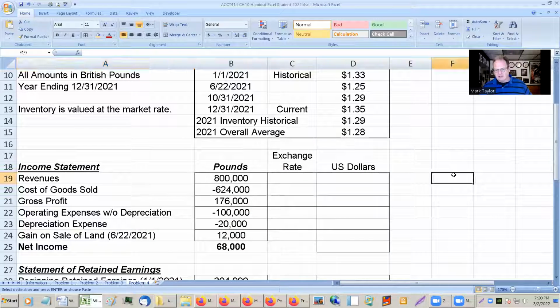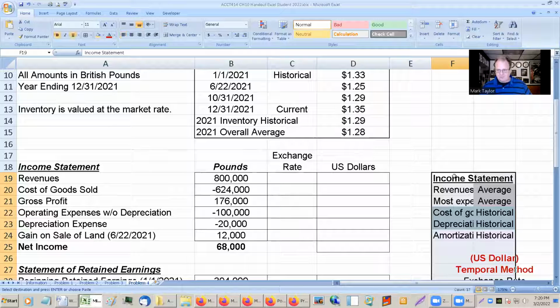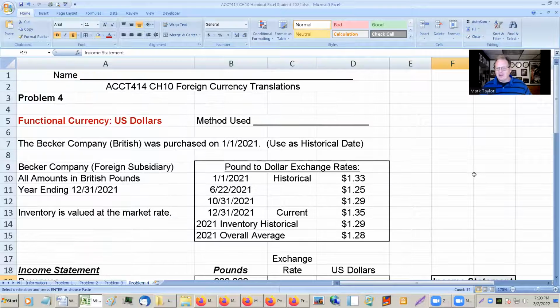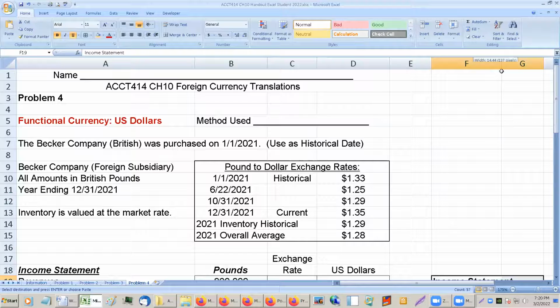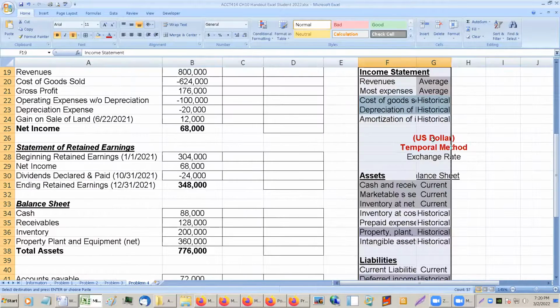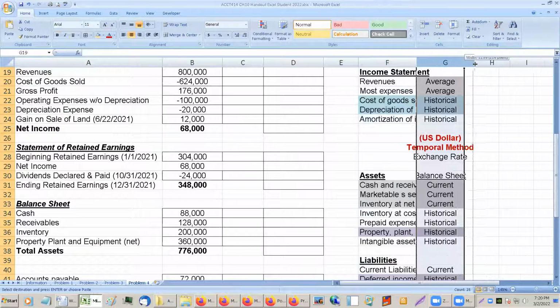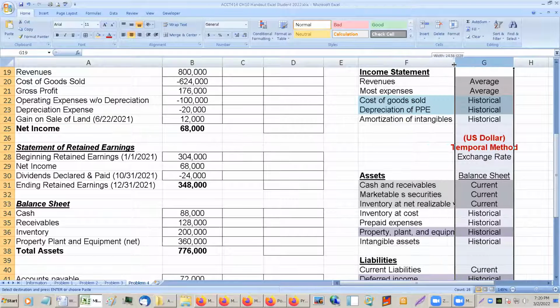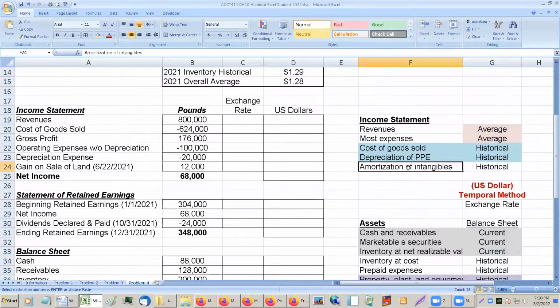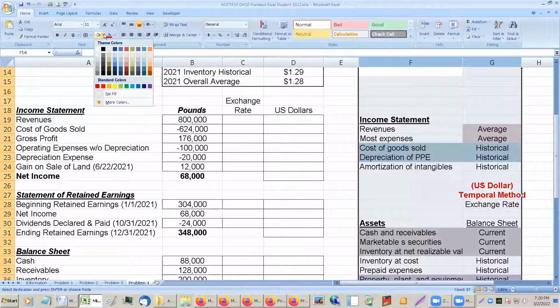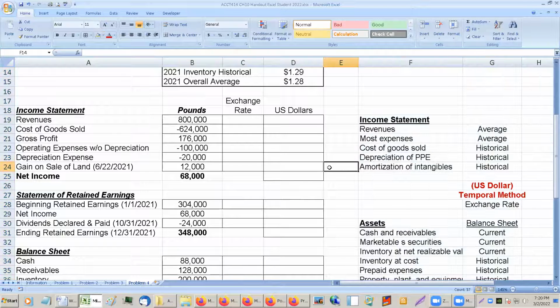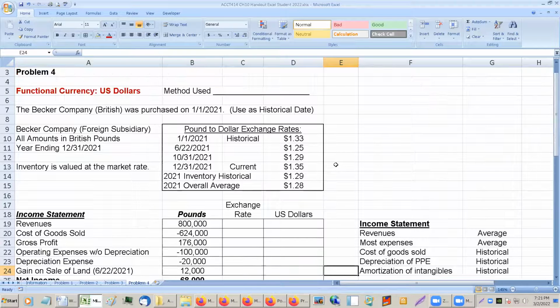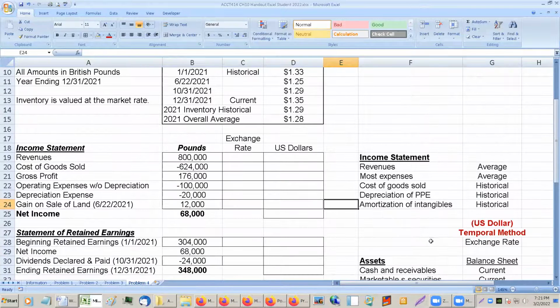All right, I'm going to do it like this. One thing, let me make it into normal proportions, because we're going to be using the temporal method. That was the same method I had highlighted there. Let's get rid of all the formatting here. Okay. So we're going to be using the temporal method again.